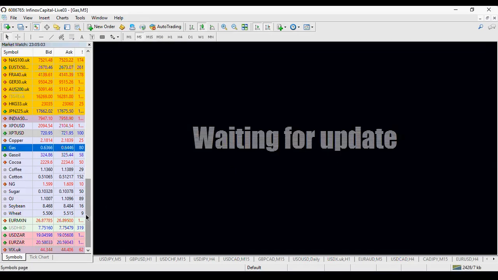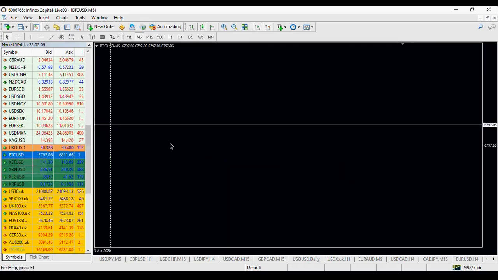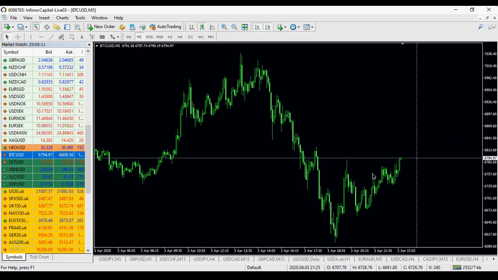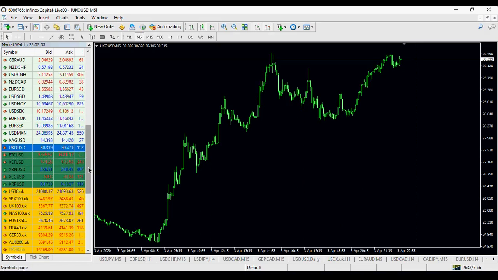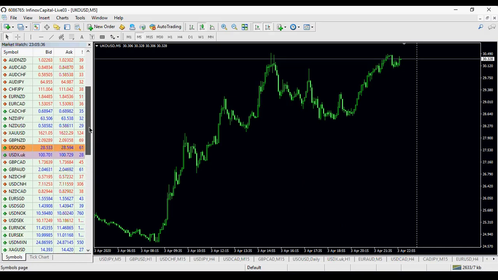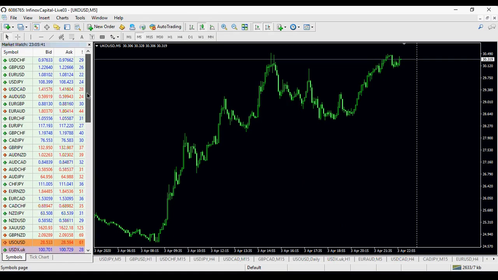You can see we have gas here. We have Bitcoin, even Bitcoin. This is Bitcoin versus US dollar. If we want to know the price of Bitcoin right now, Bitcoin is selling at $6,795 per Bitcoin. So you can actually trade Bitcoin even on your platform. These are other cryptocurrencies. We have the Litecoin, and then this is UK oil. We have US oil. So different things, even indexes of different companies, of different countries.